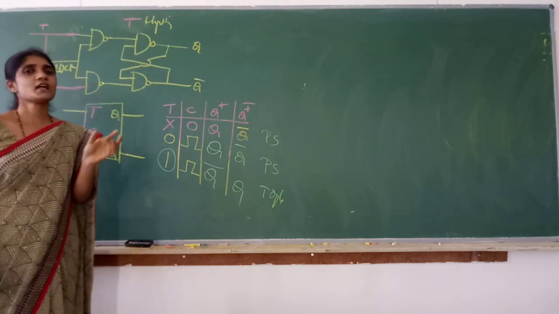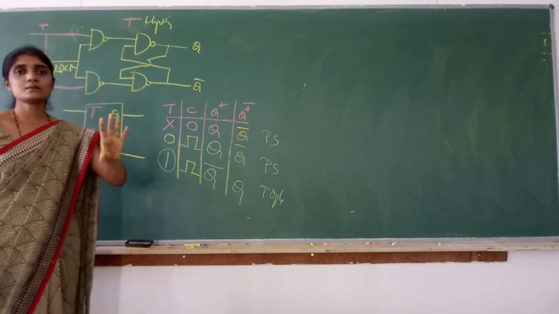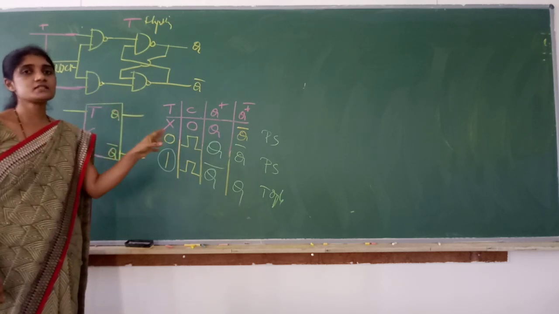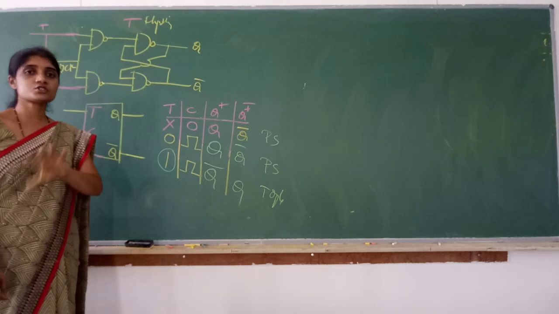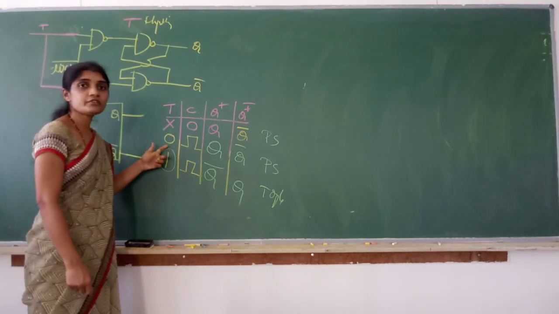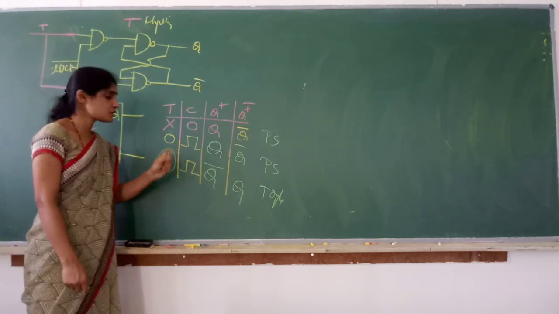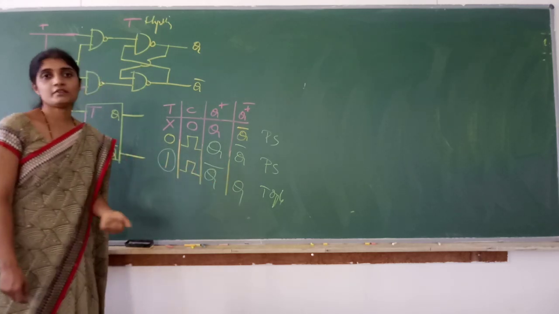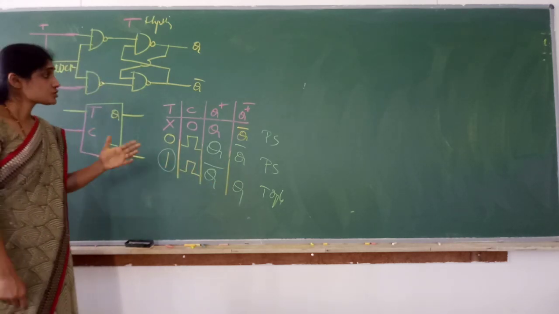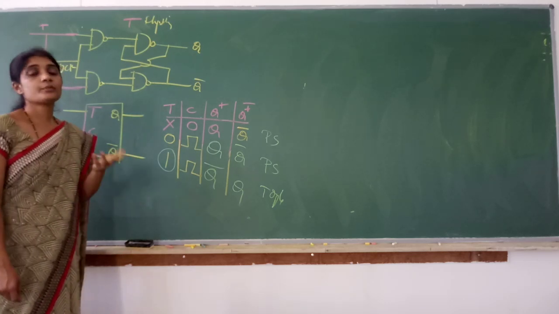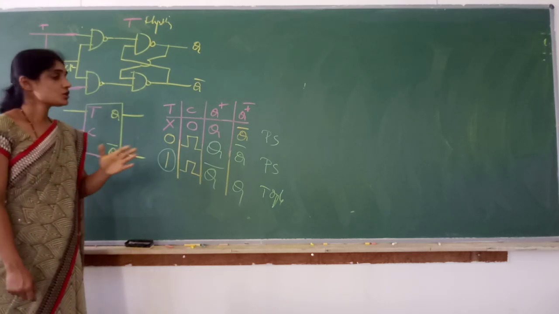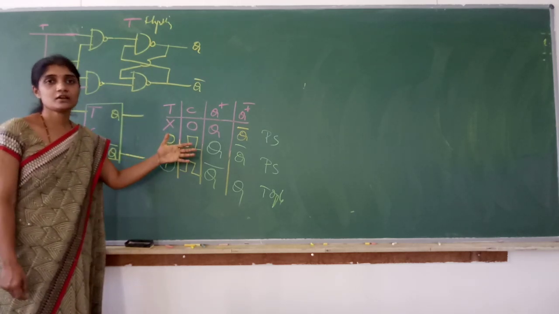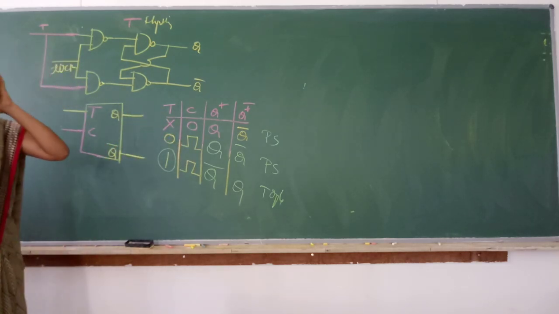SR is same as JK except for 1 1. D is very simple. Whatever D input you give, the flip-flop state will be the same. D0 stores 0. D1 stores 1. T flip-flop, if you give T as 0, it stores the same previous bit. If you give T as 1, the output will be the complement of previous state. You are going to use T and D flip-flop in the next sequential circuits, so you can remember the function table very easily. These are the 4 types of flip-flops we have.